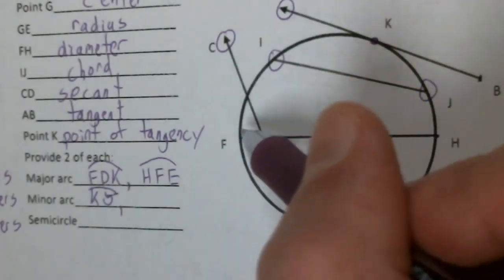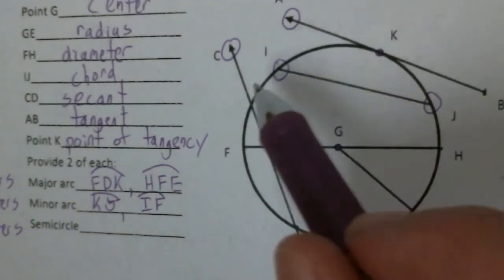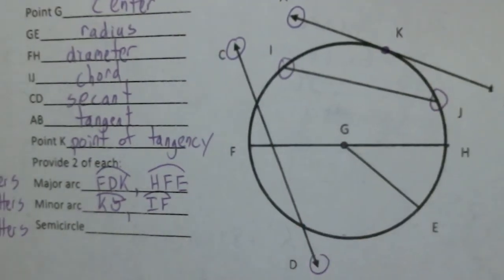IF, this little bitty one right here, that's a minor arc. Shoot, HE, ED, HD, IK, IJ, any of those would be fine.